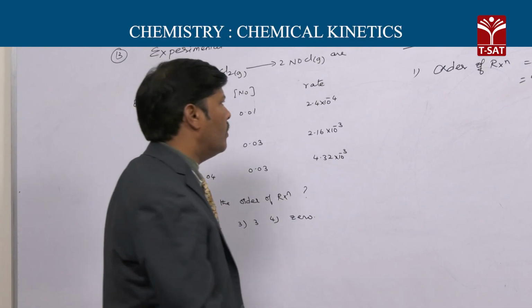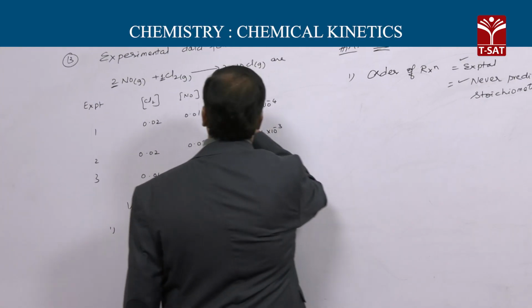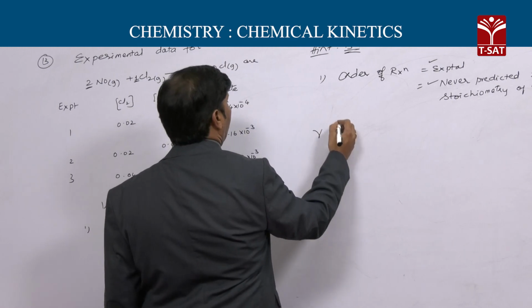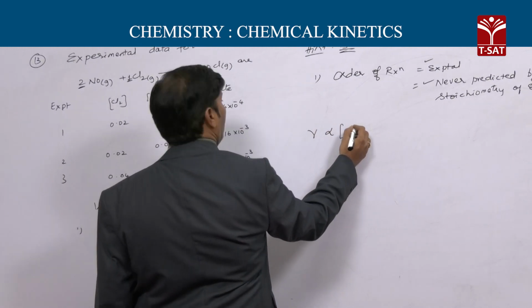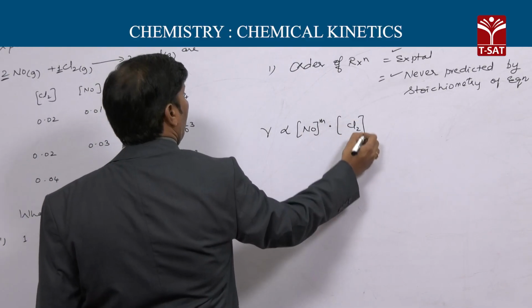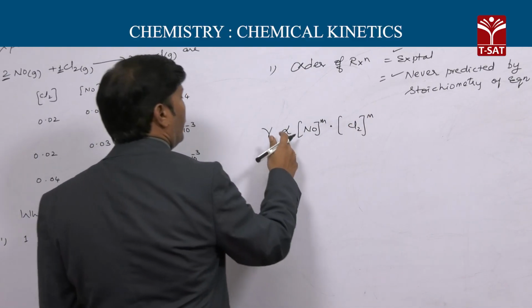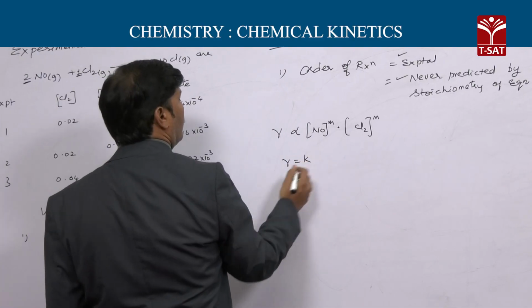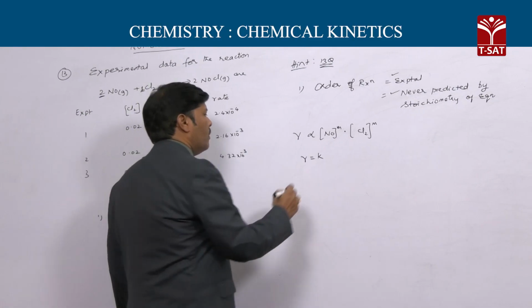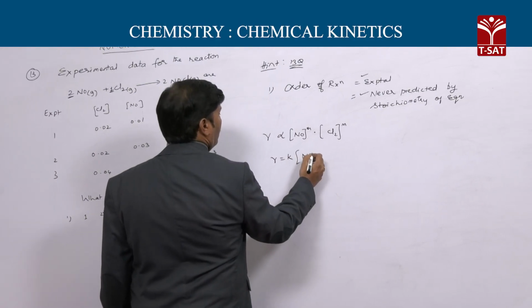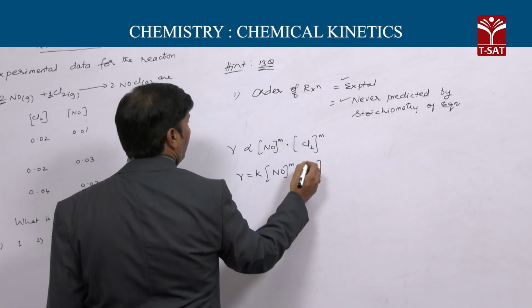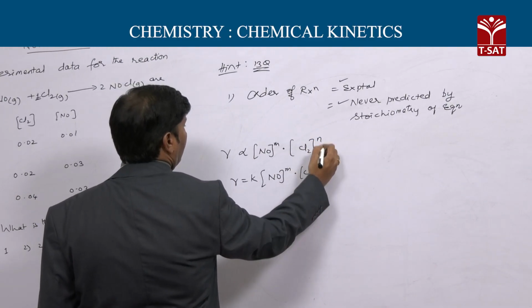the reactants only. So, when you write the rate equation from the observed experimental data, I am writing the rate equation as: rate is directly proportional to the concentration of nitric oxide to the power of m into the concentration of chlorine to the power of n. If you remove the proportionality, you get R equals K, where R is the rate of reaction and K is the rate constant. So that is the concentration of nitric oxide to the power of m into the concentration of chlorine to the power of n.